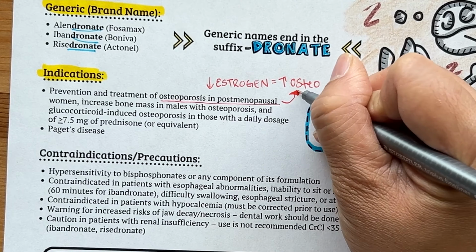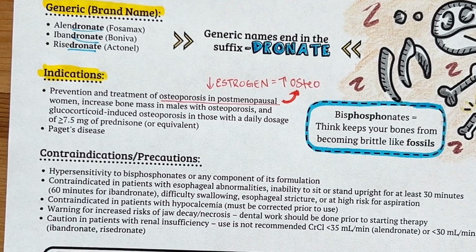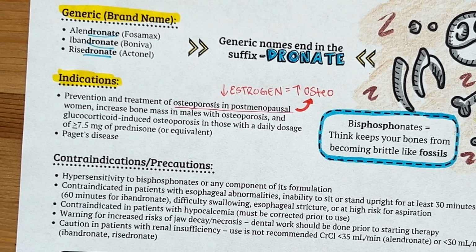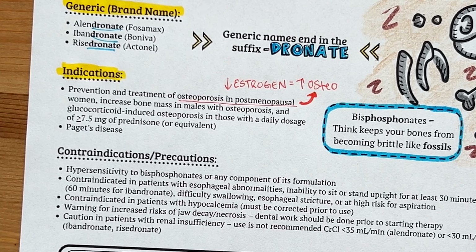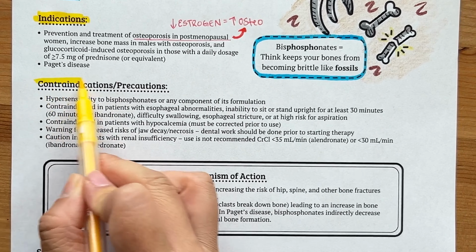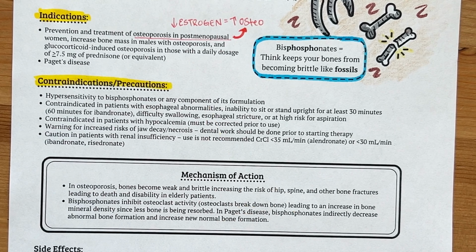Other indications include osteoporosis in males, glucocorticoid-induced osteoporosis in those with a daily dosage of greater than or equal to 7.5 milligrams of prednisone or equivalent, and last, Paget's disease, a condition that causes the bones to grow too large and weaken. Some contraindications and precautions to keep in mind when it comes to this class of medications.